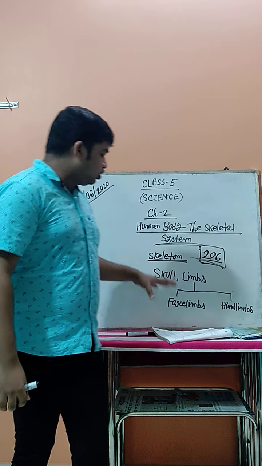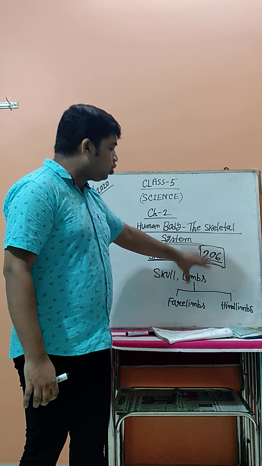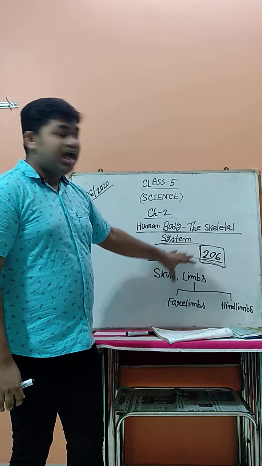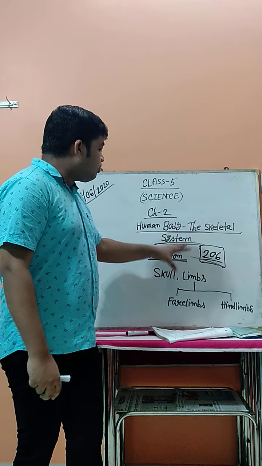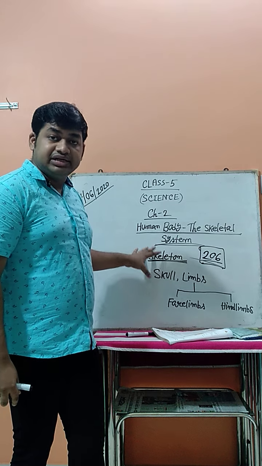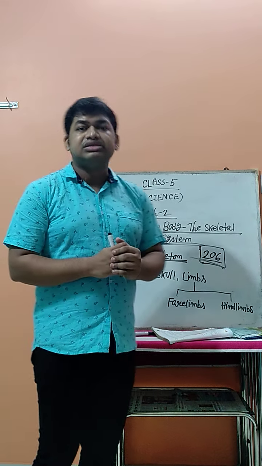In a human body there are together 206 bones, and all the bones together make the rich framework of bones. All these bones together are known as the skeleton. This rich framework of all the bones in a human body is known as the skeleton.